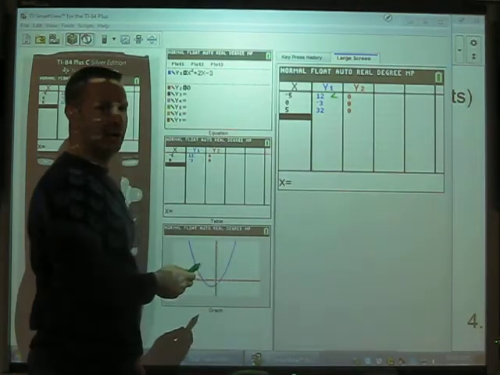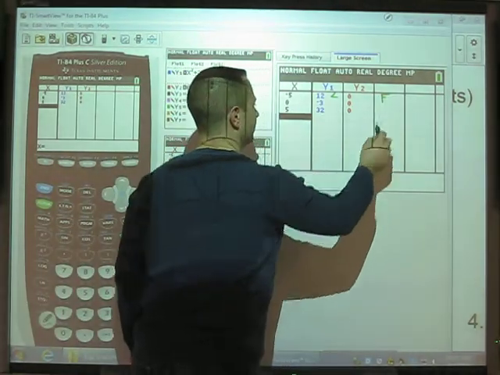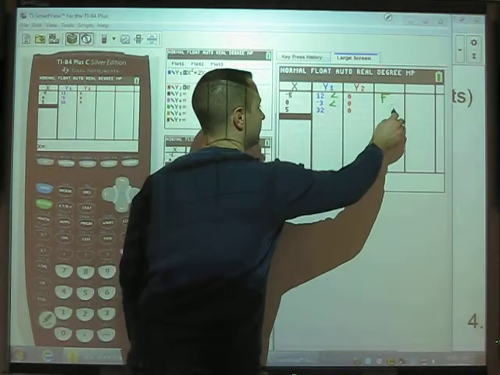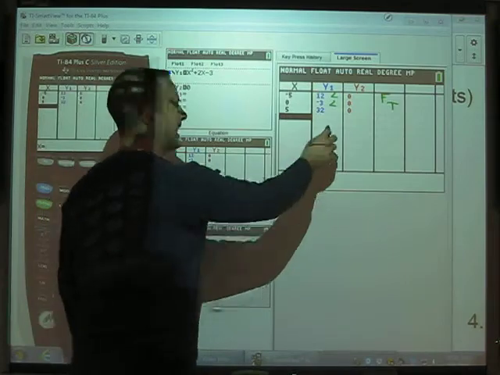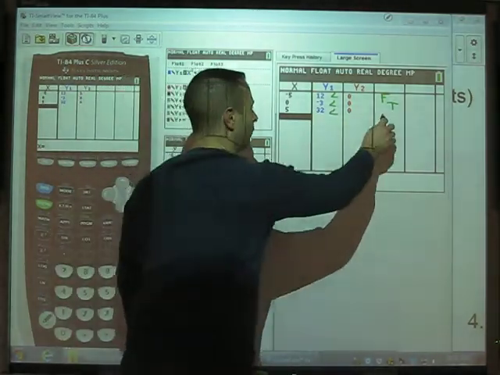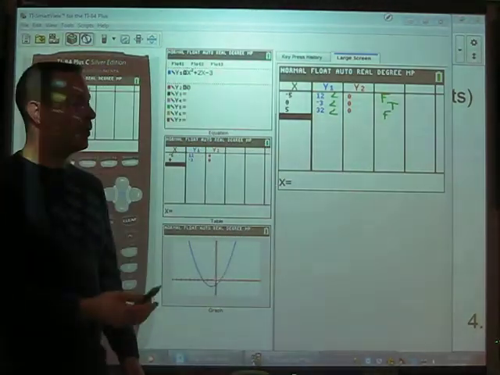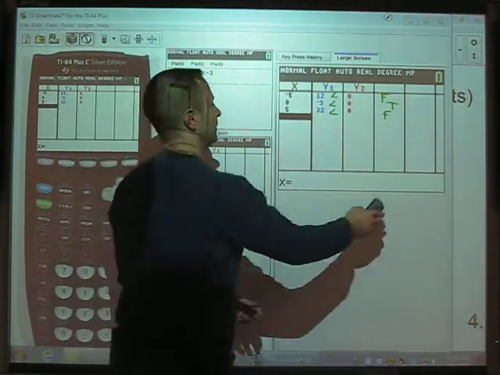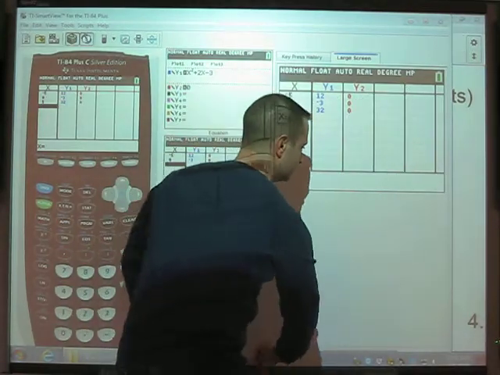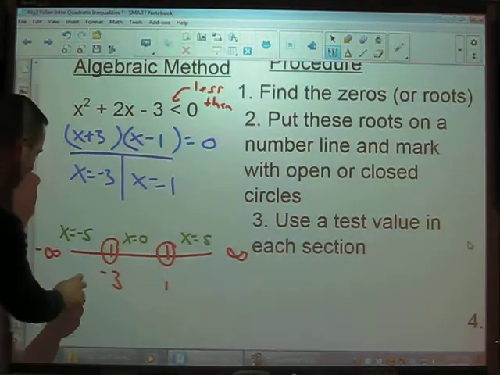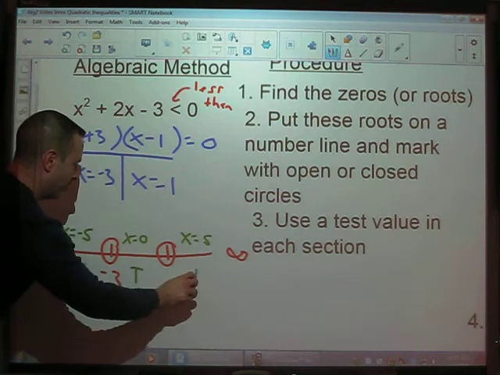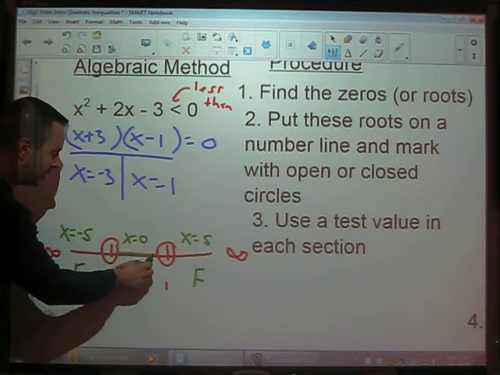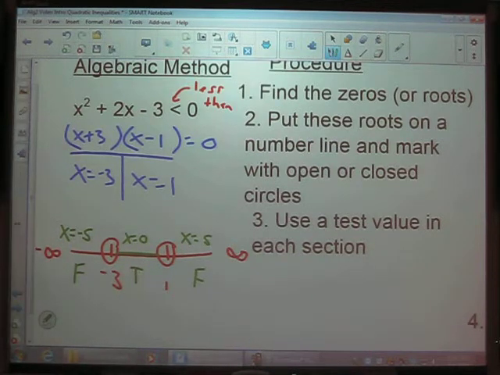Now remember, I don't want you drawing on your calculator screen, but what this is saying is: is 12 less than 0? No, that is false. Is -3 less than 0? That's true. And 32, is that less than 0? No, that is false. So for our sections, we know it goes false, true, false. The areas that have the true, that's what we want to highlight because that's where your solution set is going to fall between.